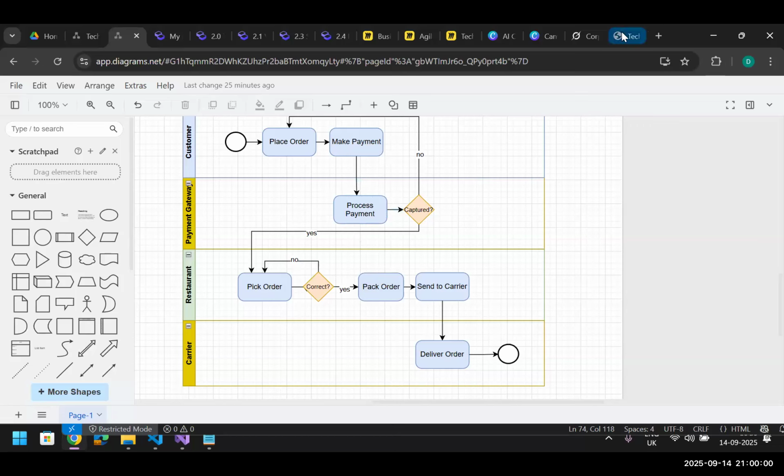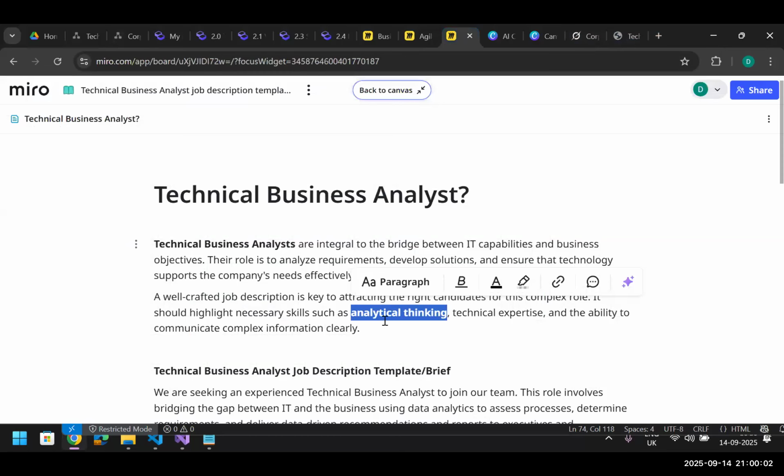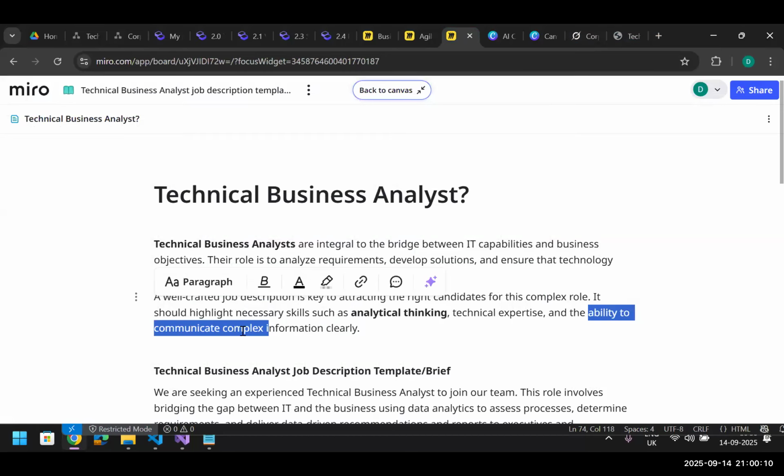Okay. Let's come to this. Analytical thinking, problem solving, and communication is very important. Ability to communicate and collaborate, this is very important.